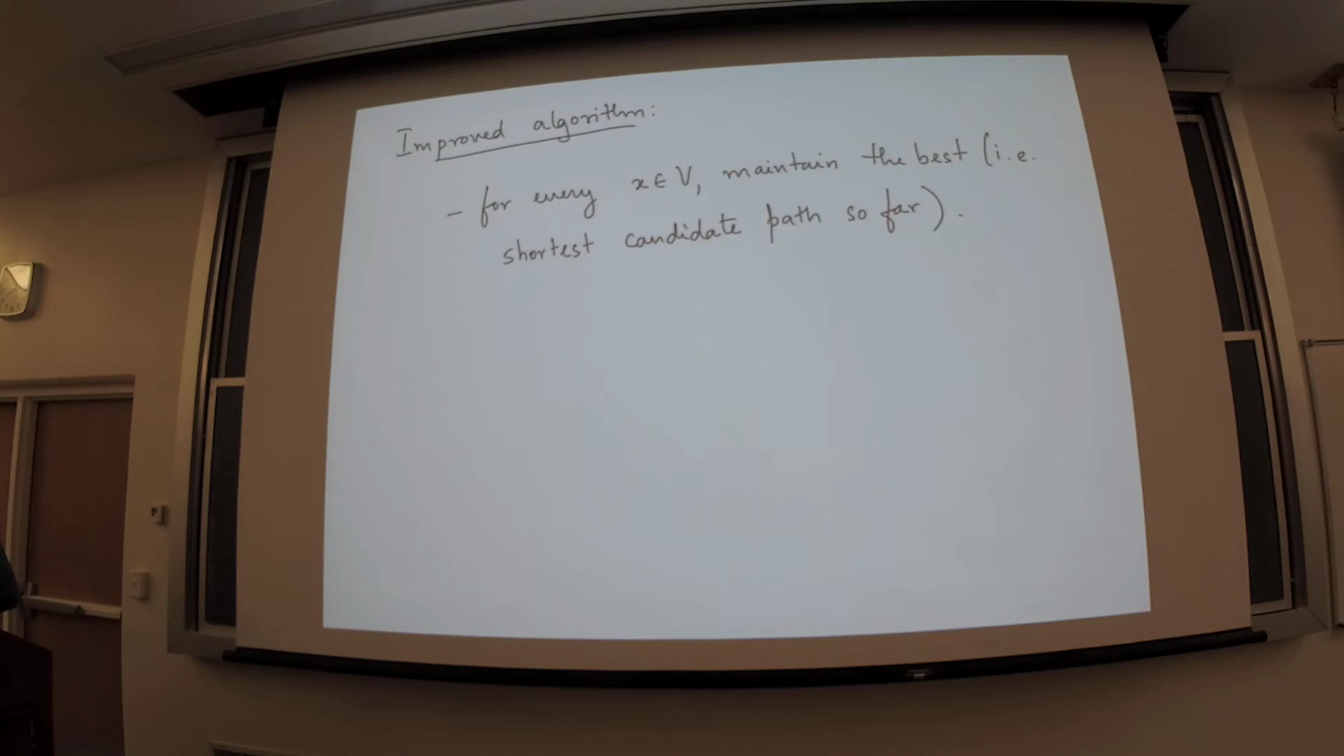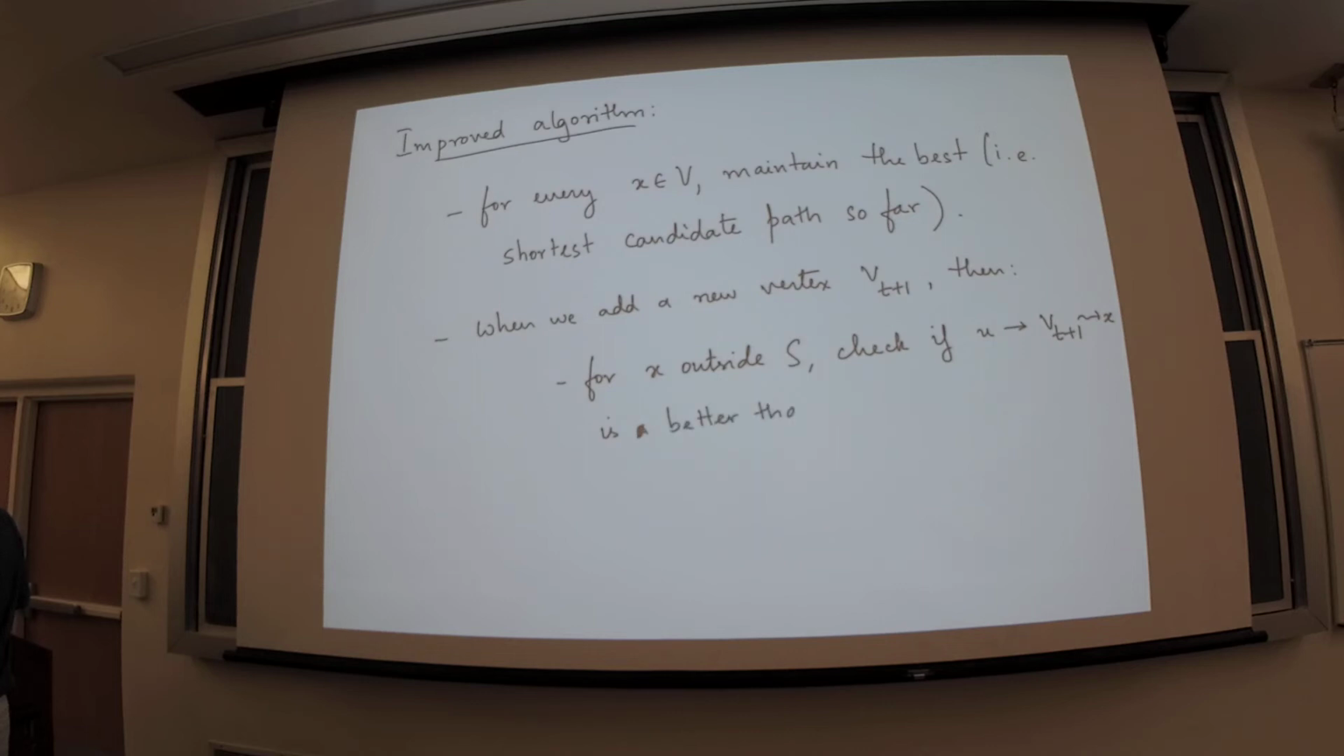Okay. So now what you say is, when we add a new vertex vt plus 1, for every x outside S, check if u to vt plus 1 then to x is better than the current candidate path.